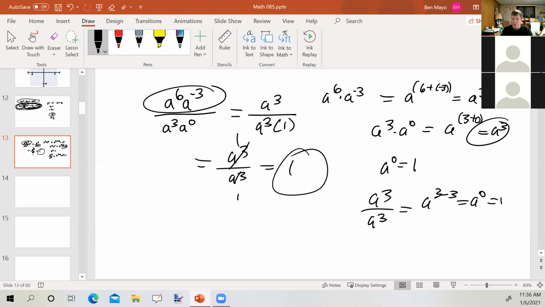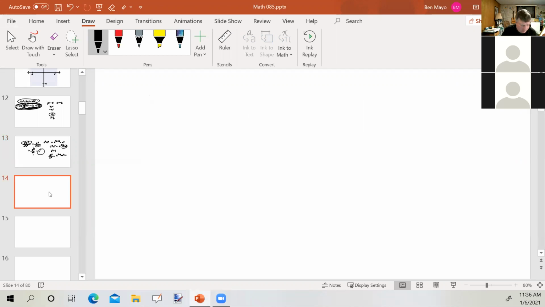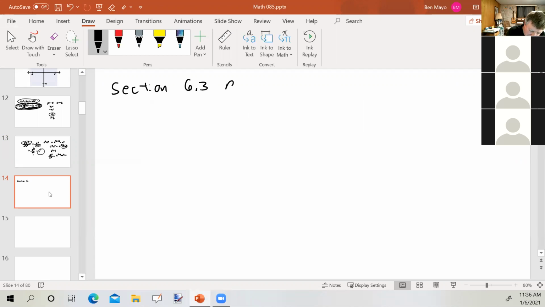Okay, then we'll go on. And so we're going to take a look at section 6.3, and I'm going to say part 1. We're going to spend 2 days on this. There are 2 different methods of factoring certain trinomials, and I want to take a day on each one. And then ultimately, you can choose either method you like, but I want to expose you to both methods.